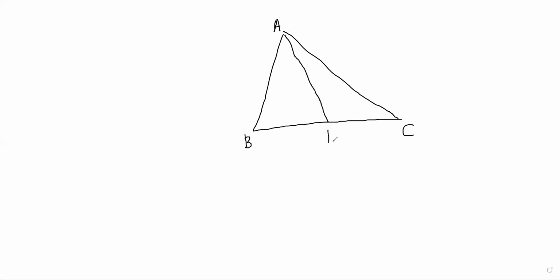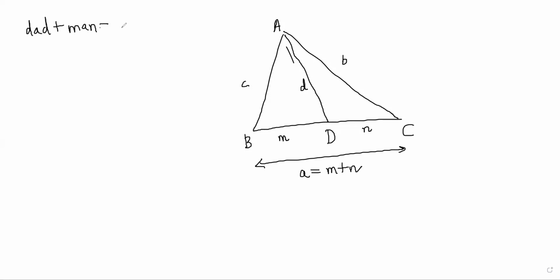So this is AD, and I want the length of this AD, right? So let's call it d. And let's say D divides the side BC into two parts. BD has length m and DC has length n, right? And the total length BC is a, which is m plus n, right? And the side opposite to angle B is called small b, and the side opposite to C is c. Now, Stewart's theorem says, and the way to remember it is "a man and his dad put a bomb in the sink": dad plus man is equal to cnc plus bmb. Okay?